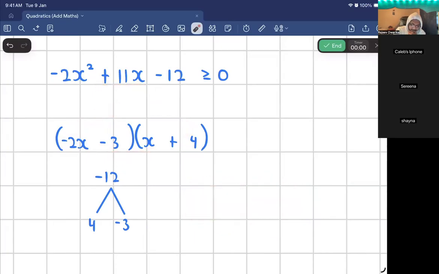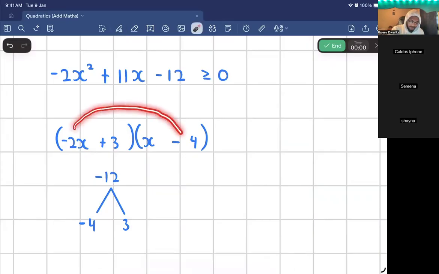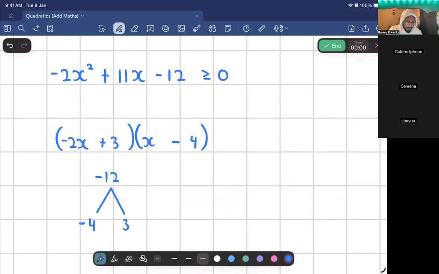So maybe I should change the signs. Instead of writing negative 3, maybe I should write negative 4 and positive 3. Let me see if that will work. Negative 4 and 3 for the factors. Let's check it fast. What is minus 2x by minus 4? 8x. What is 3 by x? 3x. We get true. So minus 2x plus 3 by x minus 4. That is how you would factorize that.